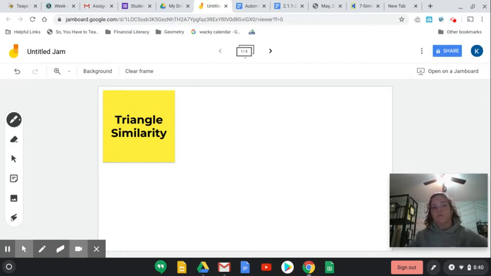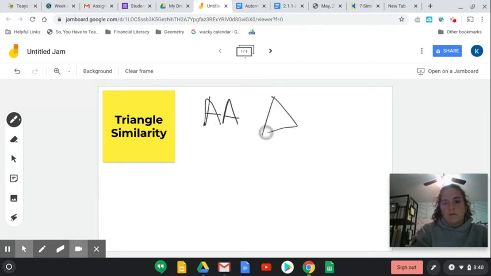So the first thing that we're going to do with this triangle similarity is just talk about those theorems first that were definitely used for similarity. So the first easiest one that we have is angle, angle. Angle, angle works when you have at least two angles that are showing congruent in a triangle.